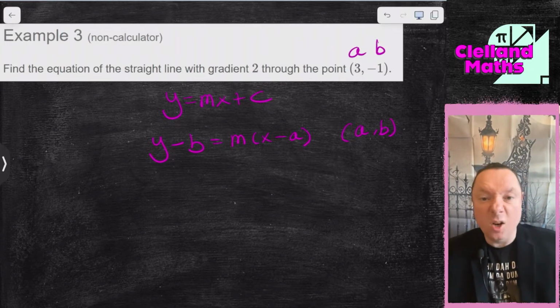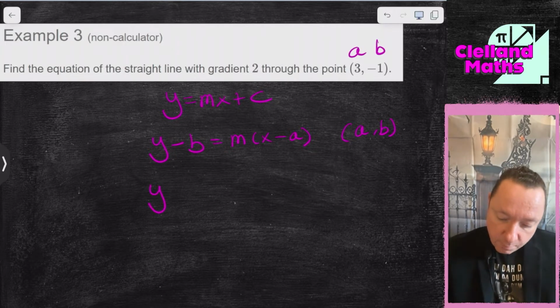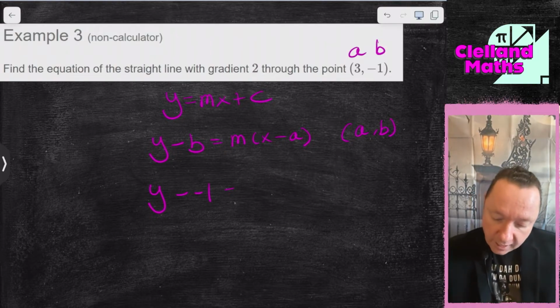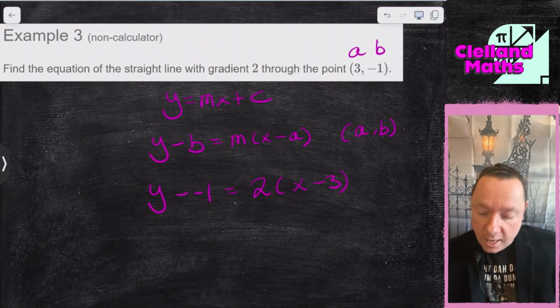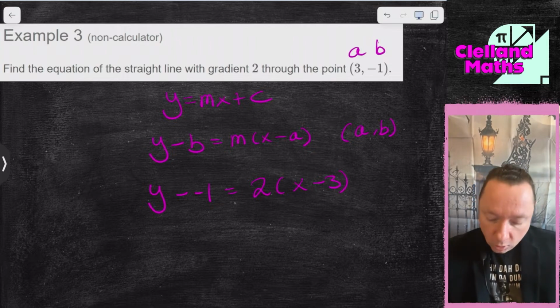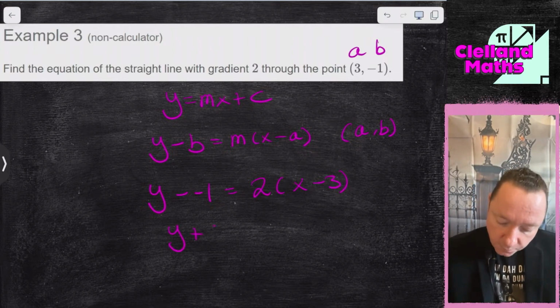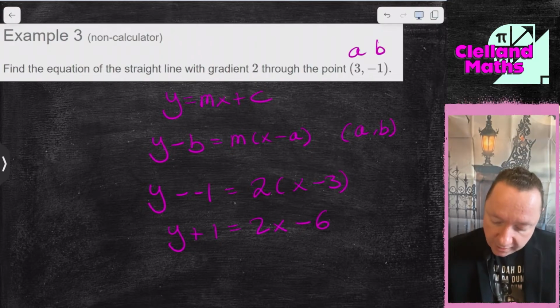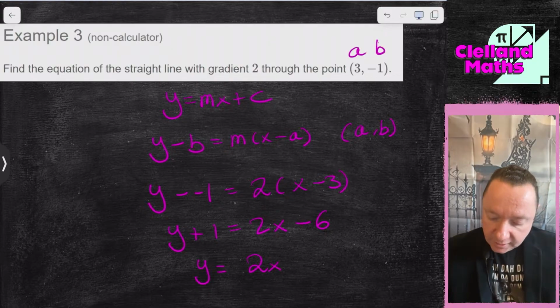So I can now sub into this equation: y minus b, minus minus 1, watch out for that, equals m, which is 2, times x minus a, which is 3. Minus minus, because there's a minus in the question and a minus in the actual coordinate. y plus 1 then is 2x minus 6, because I'm expanding the bracket. And then just move the 1 over. 2x minus 6 minus 1 is minus 7, and we're done there.